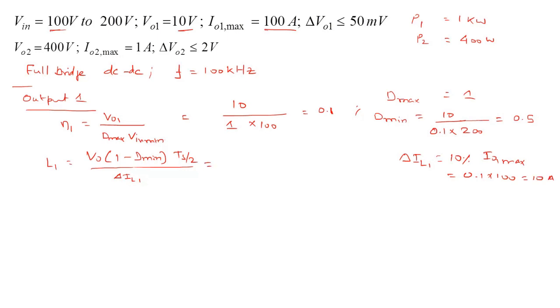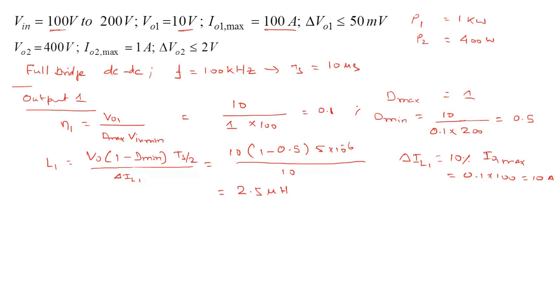So substituting those, it is 10 volts output, 1 minus D minimum of 0.5. TS, at 100 kilohertz, TS would be 10 microseconds. So TS over 2 would be 5 microseconds, divided by delta IL1 required, which was 10 amperes. So that gives me L1 to be 2.5 microhenry.